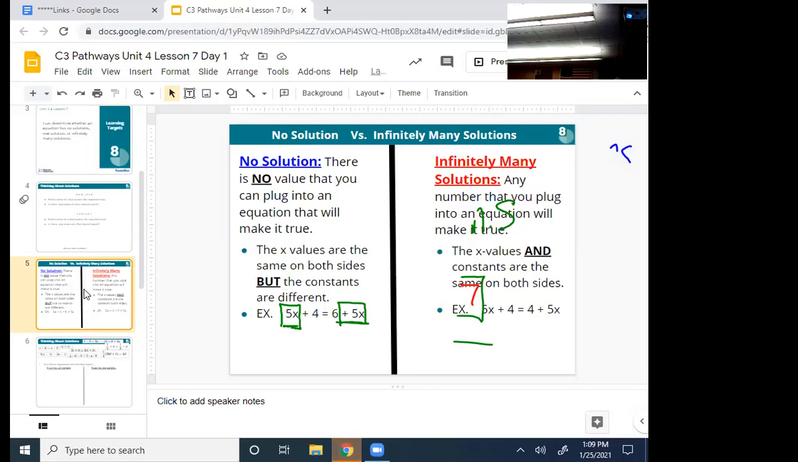Very good, Jaden Ramos said we have two 5x's, and Avery said that our constants are different. I'm going to give you another example of an equation that would have no solutions. For example, negative 3x plus 7 is equal to negative 3x plus 9. Now I want you to be creative and come up with an equation that would have no solutions. Same x's on each side, but different constants. Take 1 minute right now to do that for me.